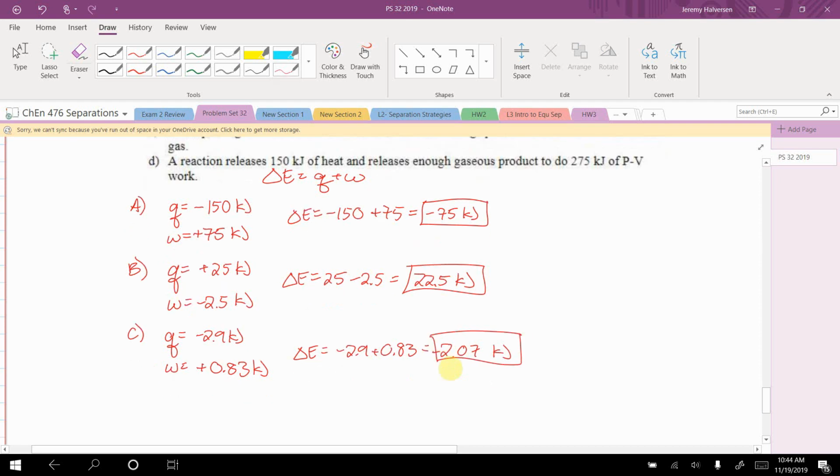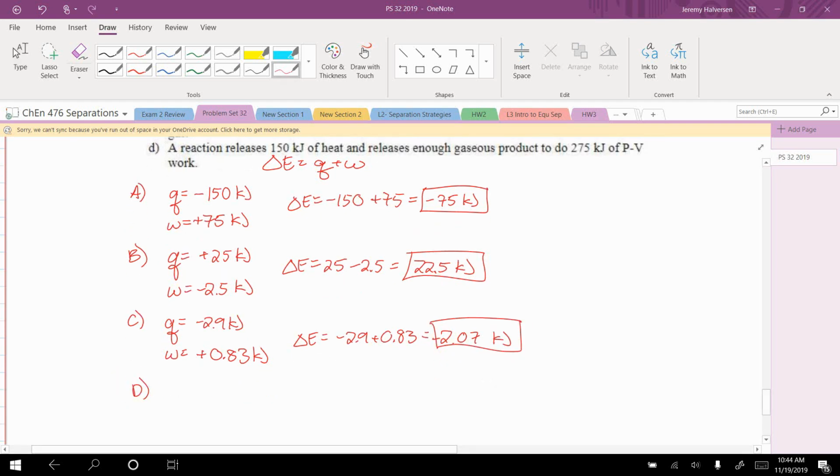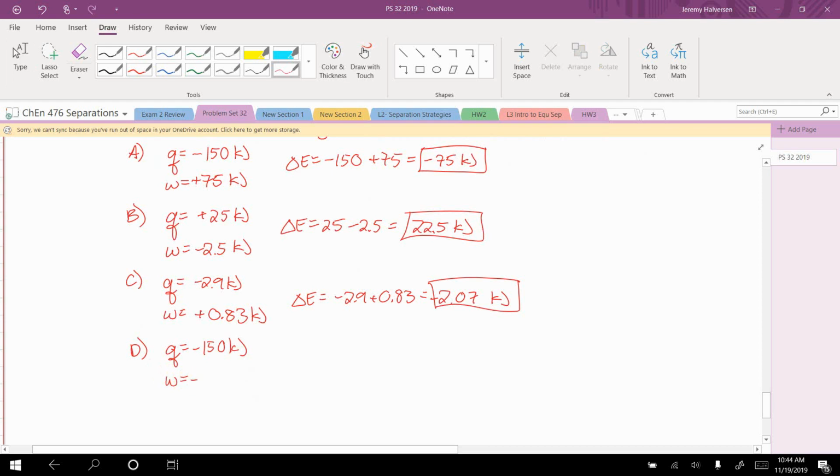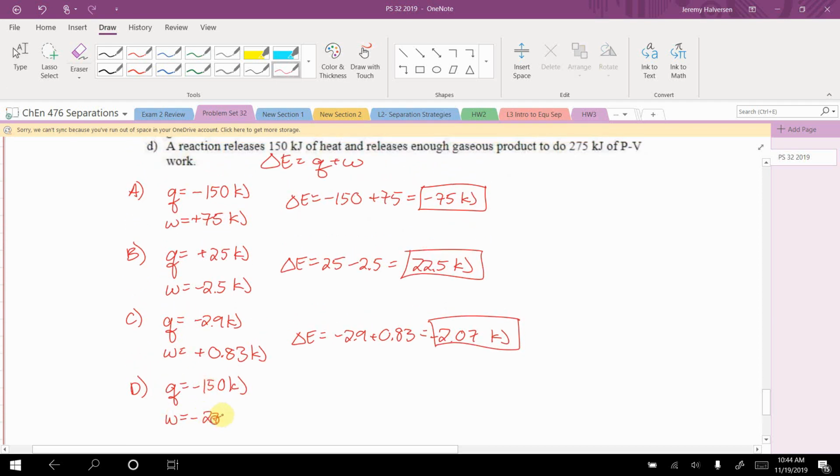The answer there. And then the last one, D, reaction releases 150 kilojoules of heat, so Q is negative 150. Release enough gaseous products to do 275 kilojoules of PV work while the reaction's doing the PV work. So that means that work is negative 275 kilojoules. My delta E is going to be negative 150 minus 275, which gives me negative 425.